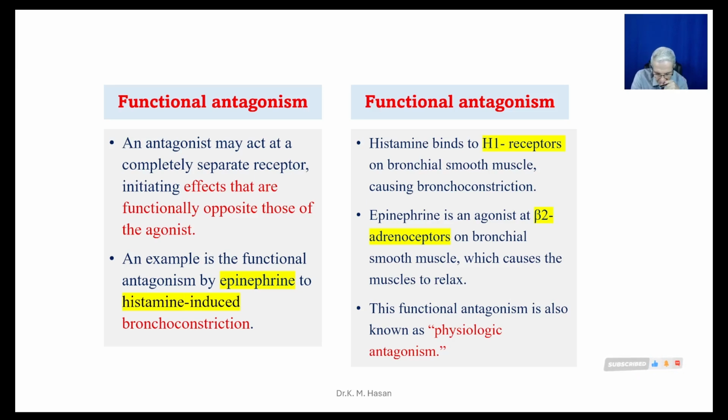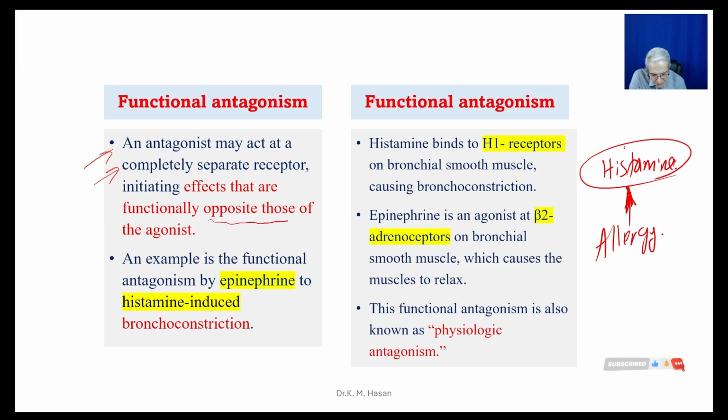Okay, the next concept in pharmacodynamics is functional antagonism. In functional antagonism, the antagonist works on a completely separate receptor and initiates an effect opposite to that of the agonist. The practical example here is when the patient suffers from allergy. The human body will release histamine, and the result of releasing histamine will be bronchoconstriction.